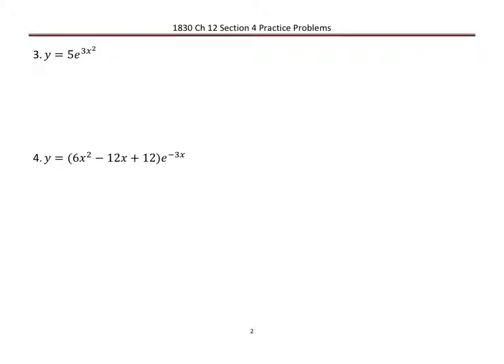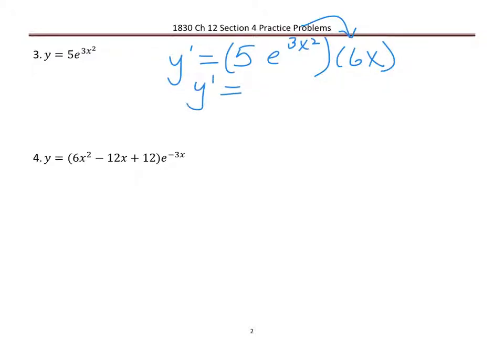Here we have y equals 5 times e to the 3x squared. So just as before, y prime, 5 is going to hop on over to the derivative and just sit there and multiply like it was doing to start with. And the derivative of e to the 3x squared is e to the 3x squared, but the derivative of 3x squared, again using chain rule, would be 6x. So y prime equals 5 times 6 is 30 times x e to the 3x squared.